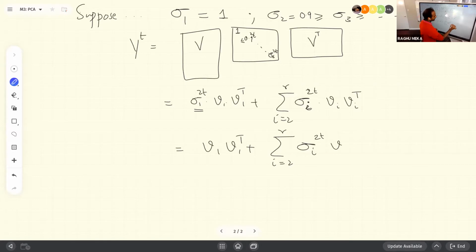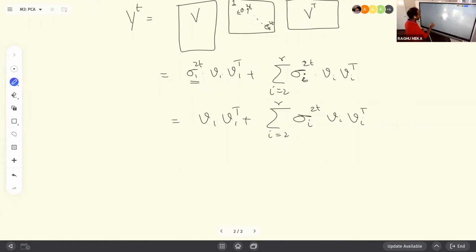An exponential rate is amazing. If I do it 10 times or 100 times, then you should really only see v1 transpose as t goes to infinity. Okay, because all of these are 0.9 to the 100, right, which is a very small number. Okay.